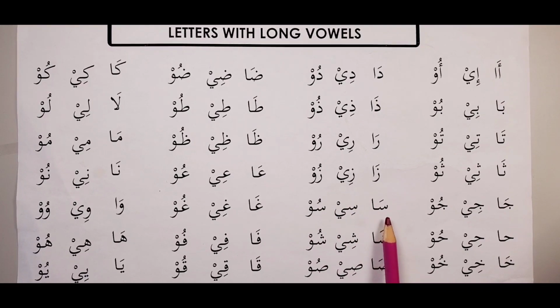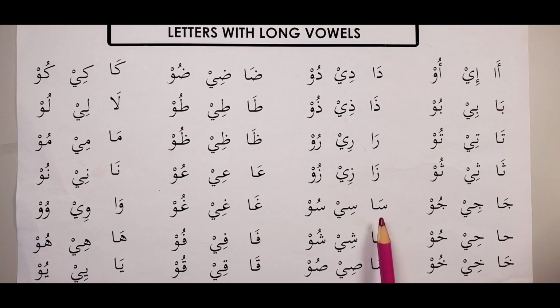Then we have Sa, Si, Su. Sa, Si, Su. Okay, you can see we can join this together, but these ones, remember the non-connectors, they cannot connect with the next letter. Okay, the next letter has to start again.